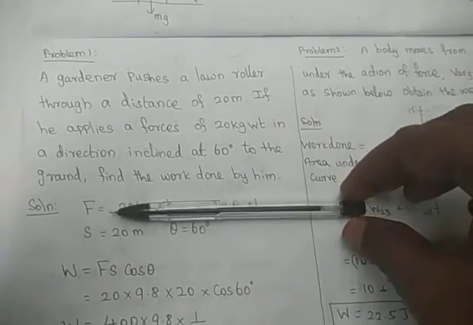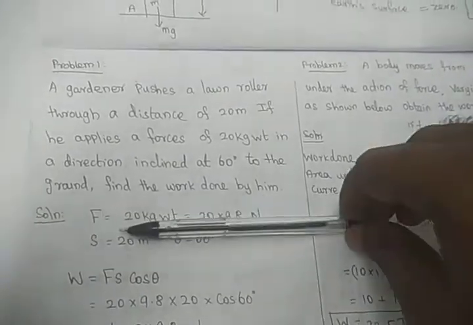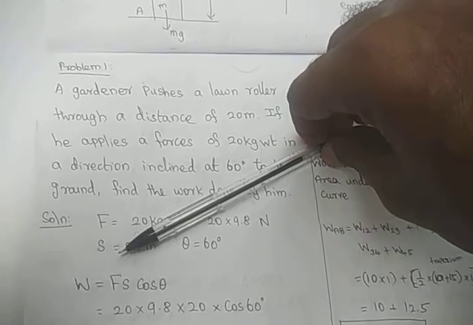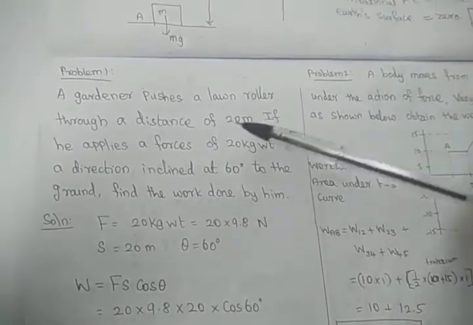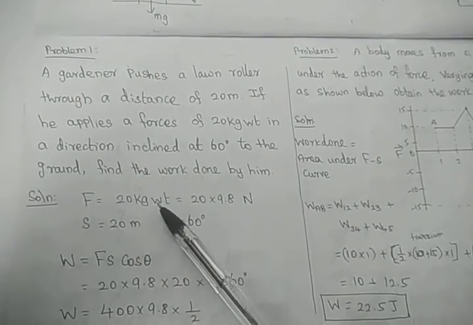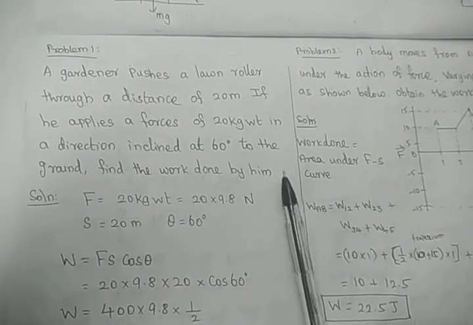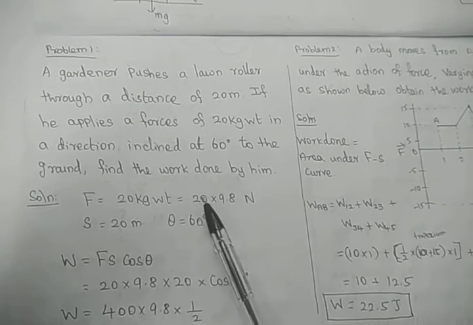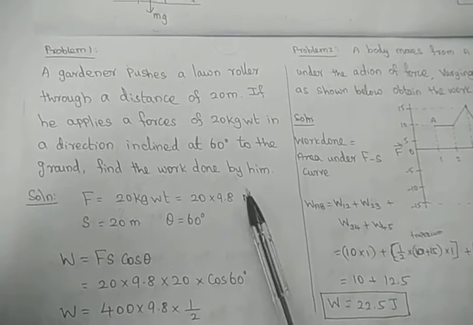So he is not pulling in this direction. He makes an angle of 60 degree with the ground and he is pulling along like this. So theta is 60 degree. The force is 20 kilogram weight. We have to convert it into Newton. So 20 into 9.8 gravity, that is the Newton value.